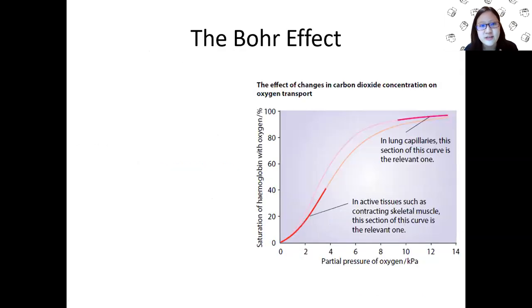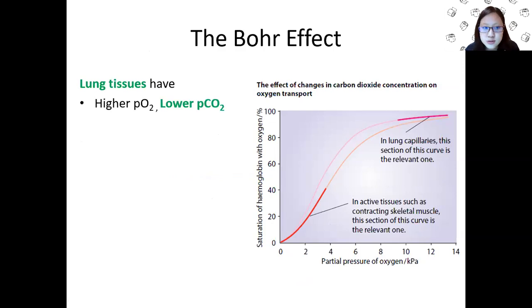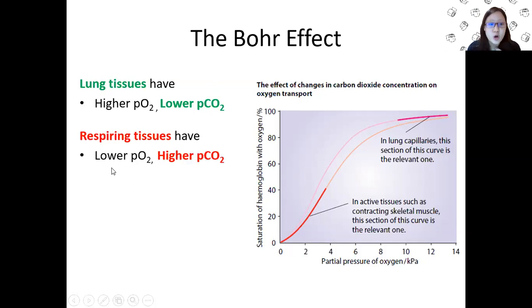Now, if you don't understand what I just said, never mind, let's go through this again step by step, one by one. Lung tissues have higher partial pressure of oxygen and lower partial pressure of carbon dioxide. I'll just stick to PO2 and PCO2, it's just much easier. So lung tissues, more oxygen, less CO2. However, respiring tissues have lower PO2 and higher PCO2. More carbon dioxide because in respiration, oxygen is absorbed and carbon dioxide is released from those cells.